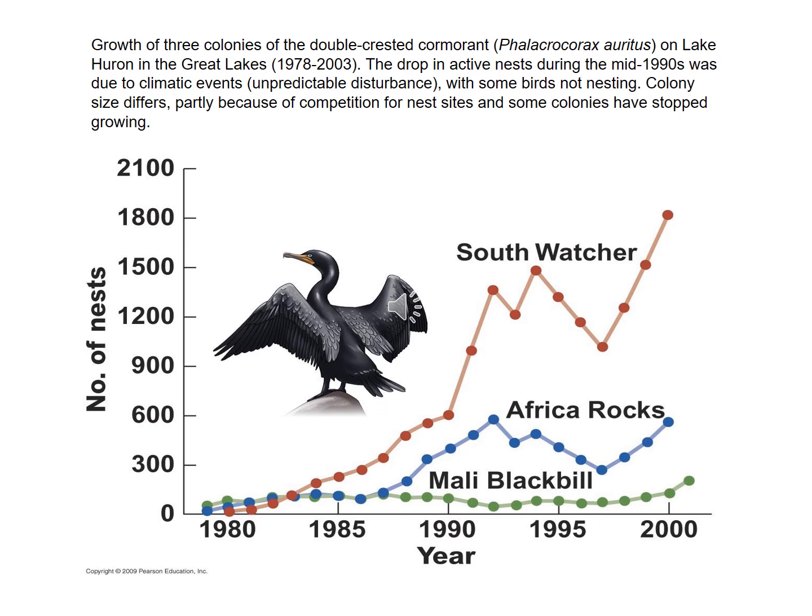An example of a density independent population are these double crested cormorants on Lake Huron in the Great Lakes. And the drop in active nests during the mid 1990s was due to these big storms, unpredictable disturbances, with some birds then ending up not nesting. So that would be an effect of this disturbance on the population that is not related to the density or size of that population. There you go. There are some of the basics of population dynamics.